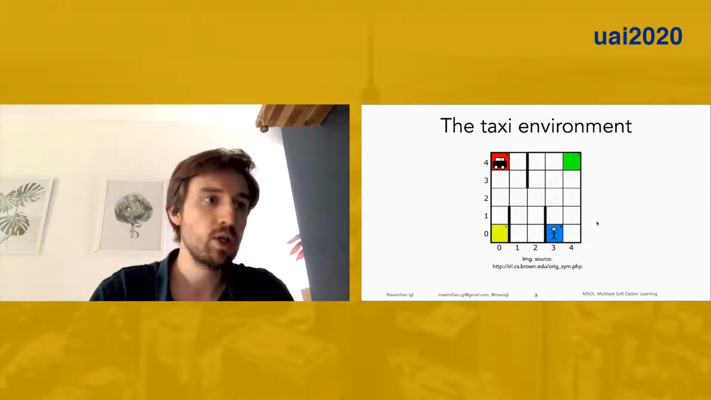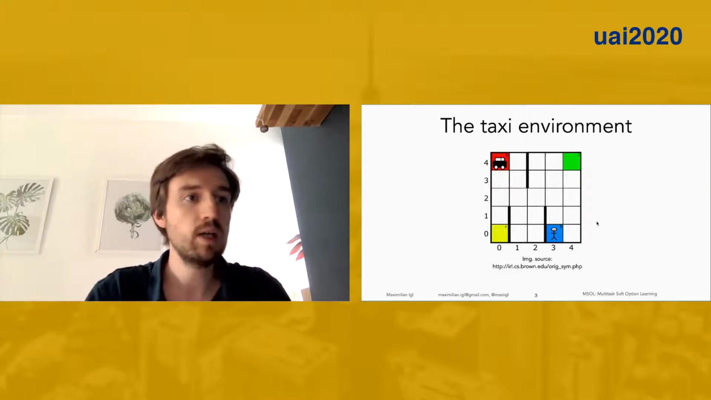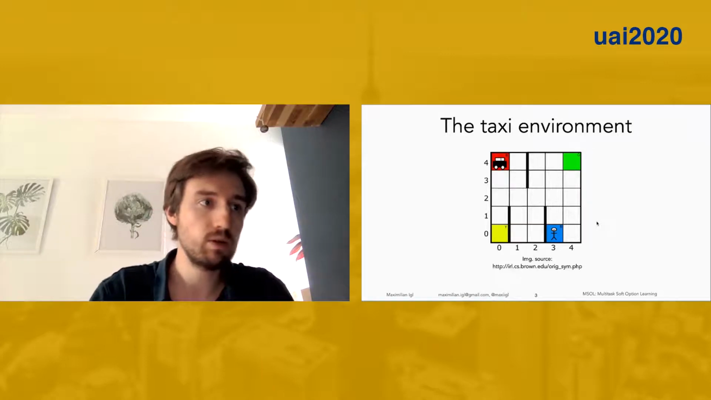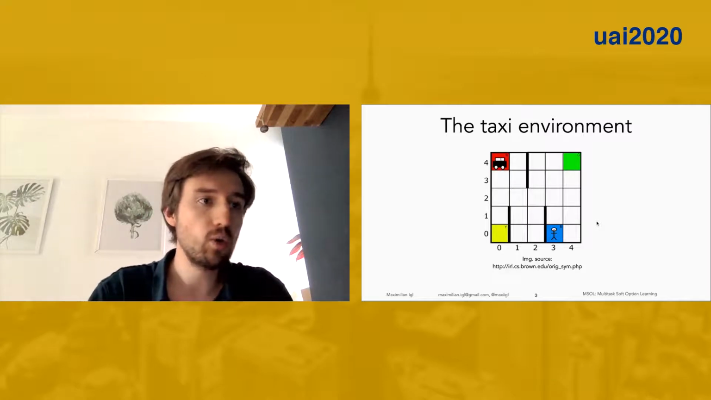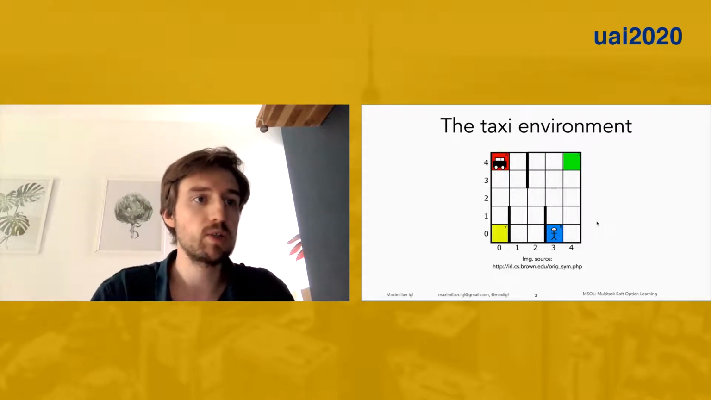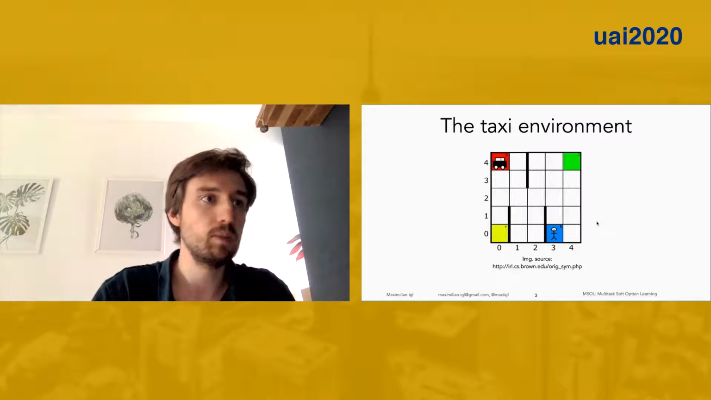The agent, shown here in the top left square, needs to first pick up a passenger, here in the blue square, and subsequently drop it off at another location. Pickup and drop-off are always at one of the four color-coded locations, red, green, yellow, and blue, allowing for a total of 12 different tasks.